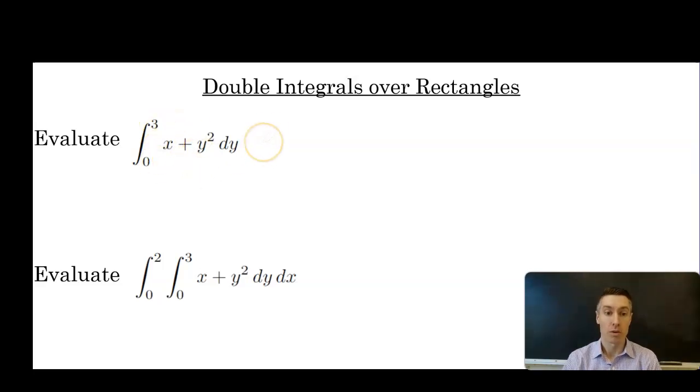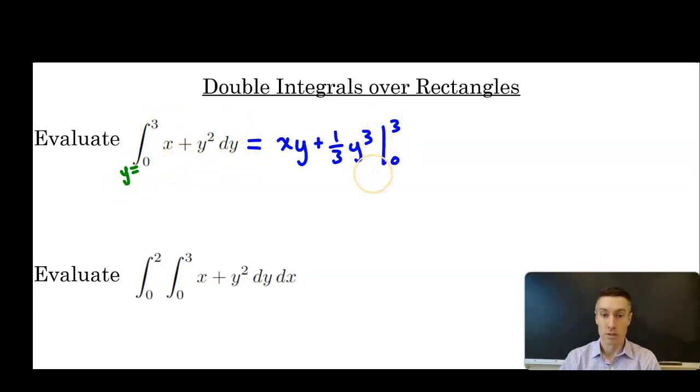So integrating this with respect to y, the integral of x will give us xy, and then the integral of y squared will be 1/3 y to the third. And we're going to evaluate that from 0 to 3. Since we are integrating with respect to y, the bounds they gave us are y values. So same thing here, which means we're plugging these values in for y. That means we should be left with only x's when we are done.